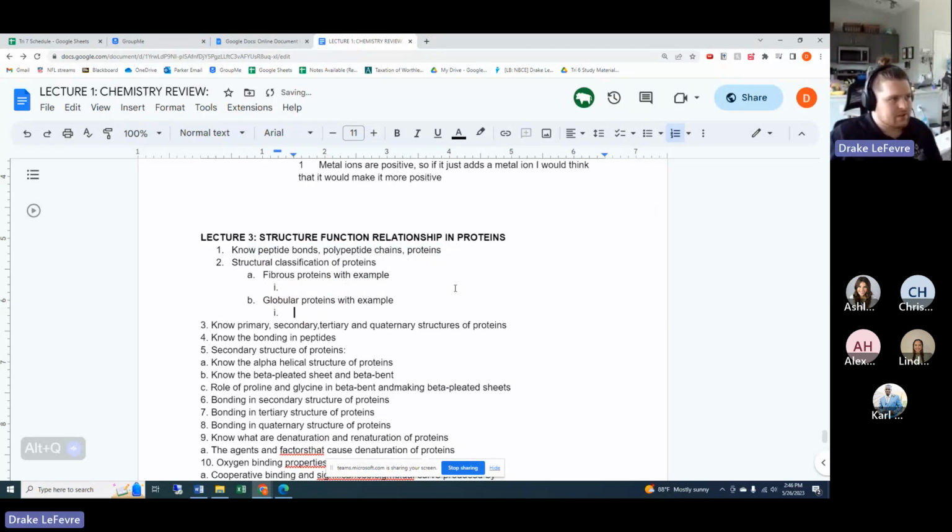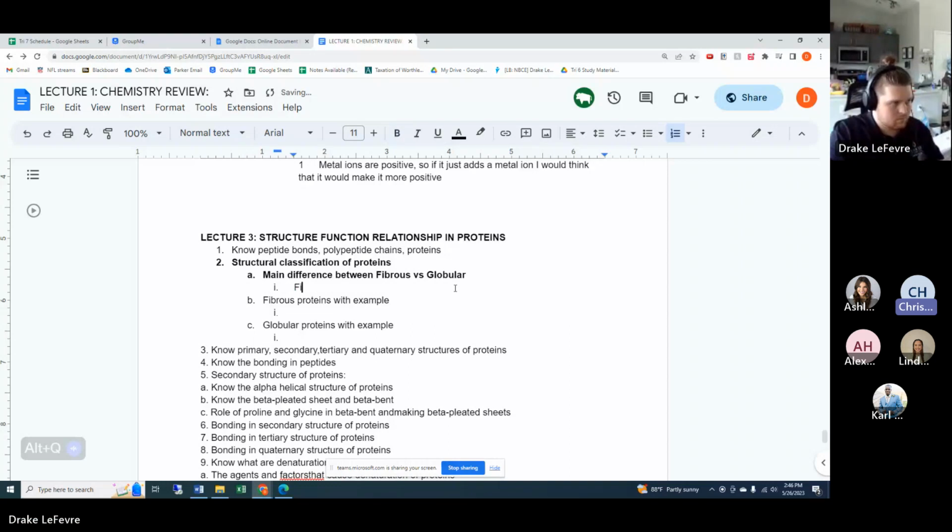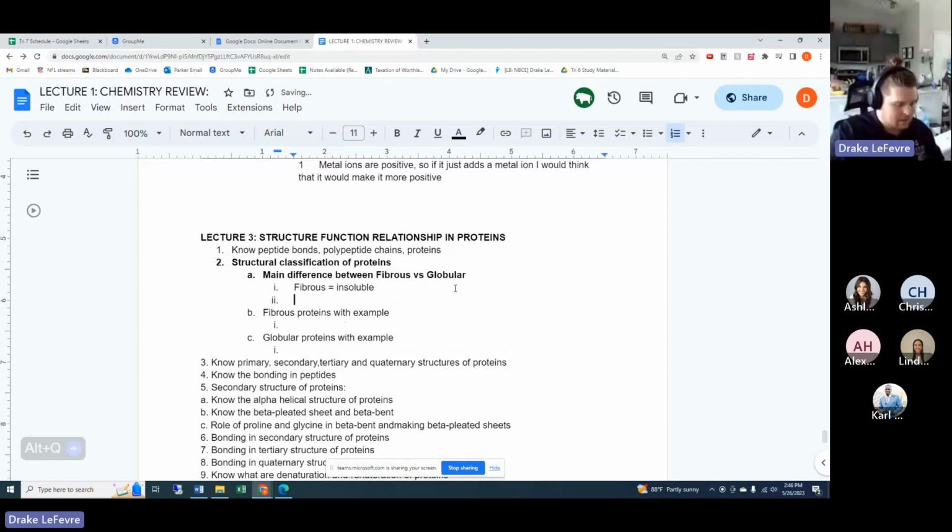So fibrous proteins. First things first, what's the main difference between fibrous proteins and globular proteins? Fibrous proteins are collagen and keratin. They're for structure, and they're insoluble. There it is. Fibrous are insoluble, and globular are soluble. What does that mean, insoluble versus soluble? Dissolve in water or not.